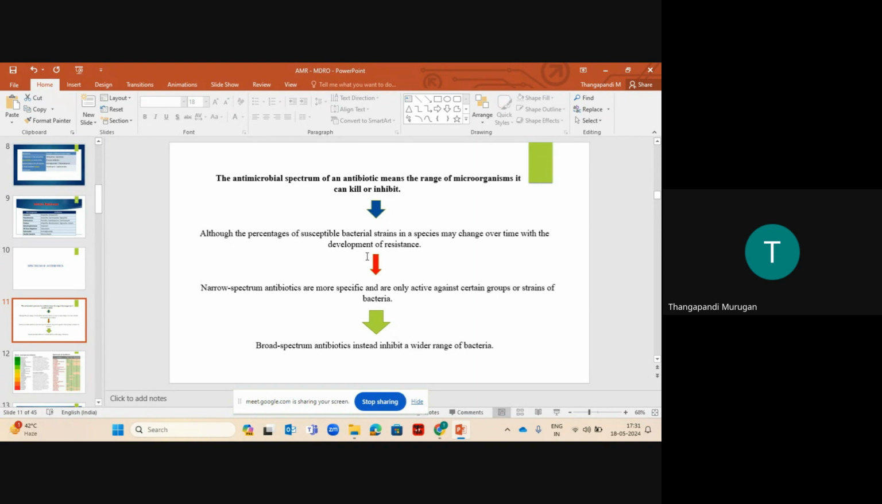And another thing is broad spectrum antibiotics, which have a wider range of bacterial coverage.